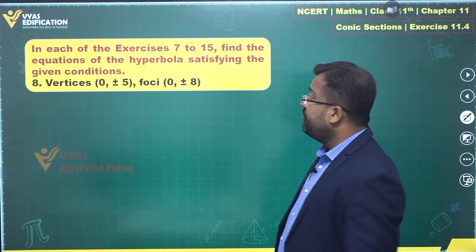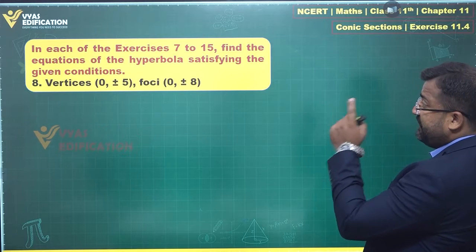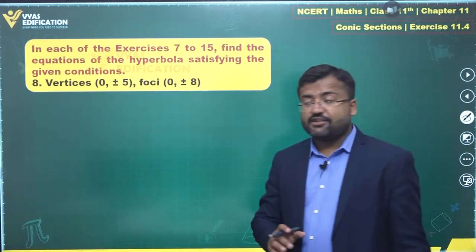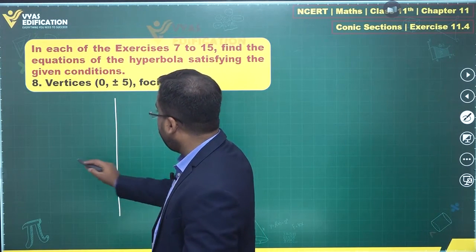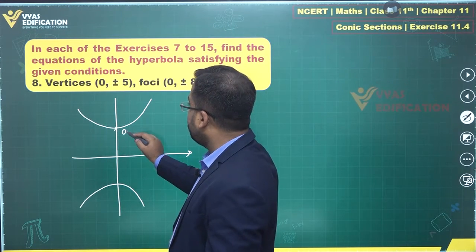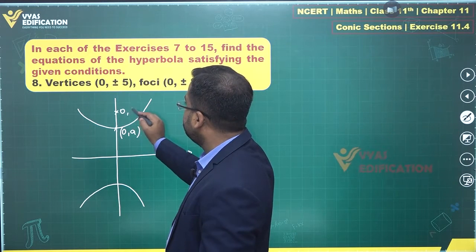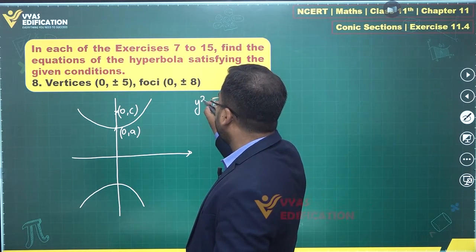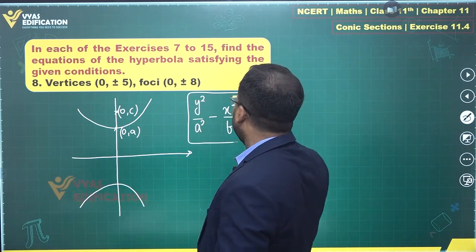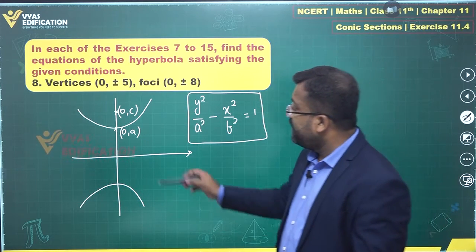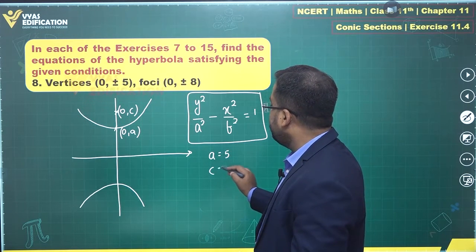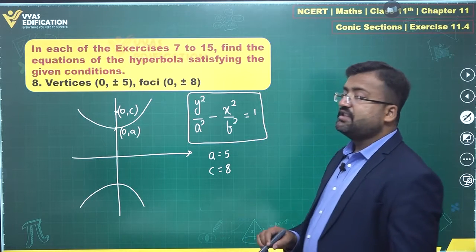In the 8th question, we have vertices (0, ±5) and foci at (0, ±8). Now, these lie along the y-axis, so the transverse axis of the hyperbola will be along the y-axis in this manner. This will be (0, a). This will be (0, c). And the equation will be y square upon a square minus x square upon b square is equal to 1. With the given conditions, we identify that (0, 5) implies a will be equal to 5, from the vertex, and c will be equal to 8, from the given conditions.